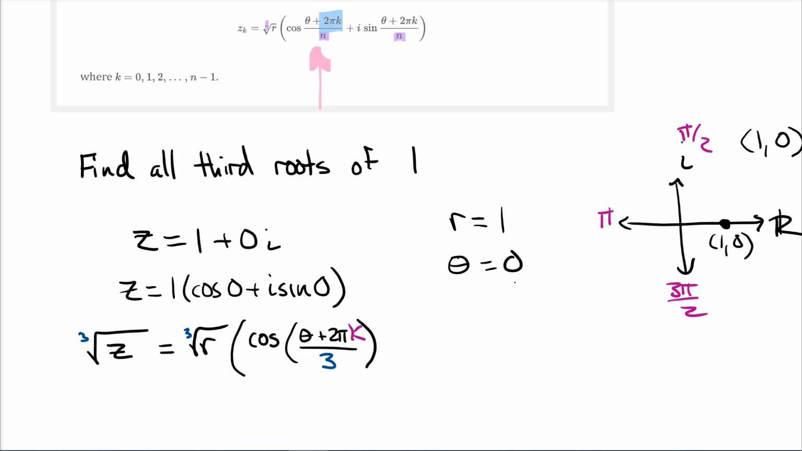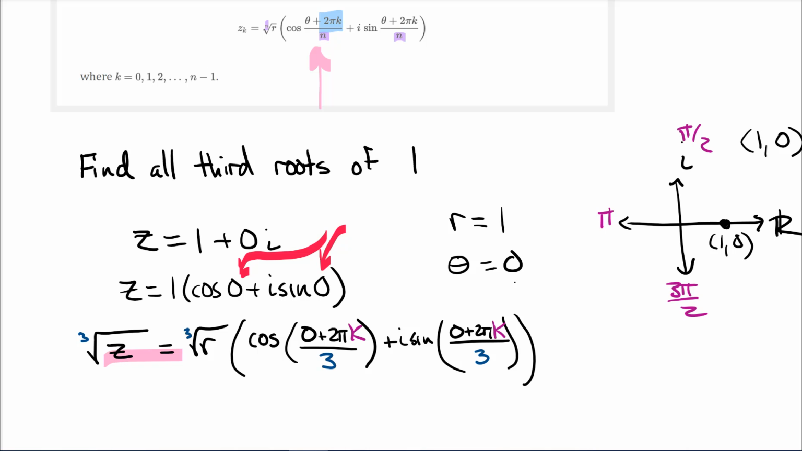And now we need to do the same thing with our plus i sine. And it's going to be the same interior, so you're not going to have to do this twice. And it's going to be our theta plus 2 pi times that k that's going to change. We're going to have to plug in numbers for it over that 3. What's dope is we already know our angle, right? That theta, that's what we found. It's why we had to convert this thing so we know what our angle is. It's 0. So I'm going to cheat and just plug in 0. Okay, that's our general formula.